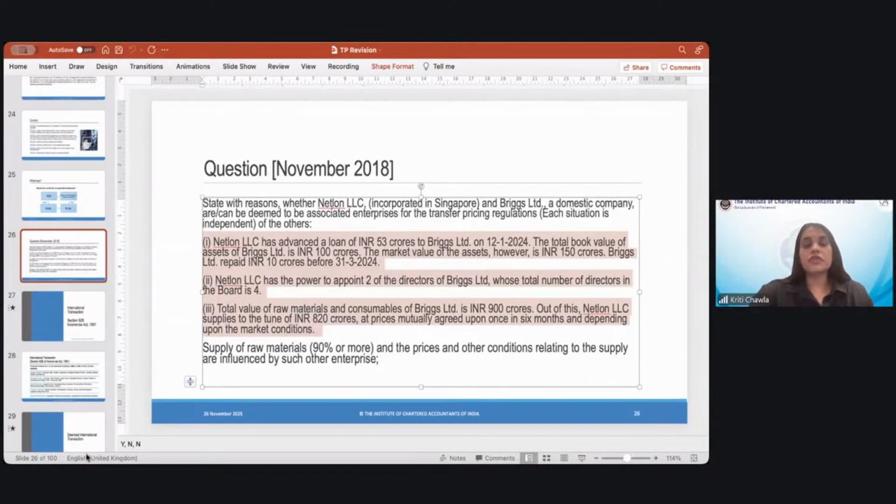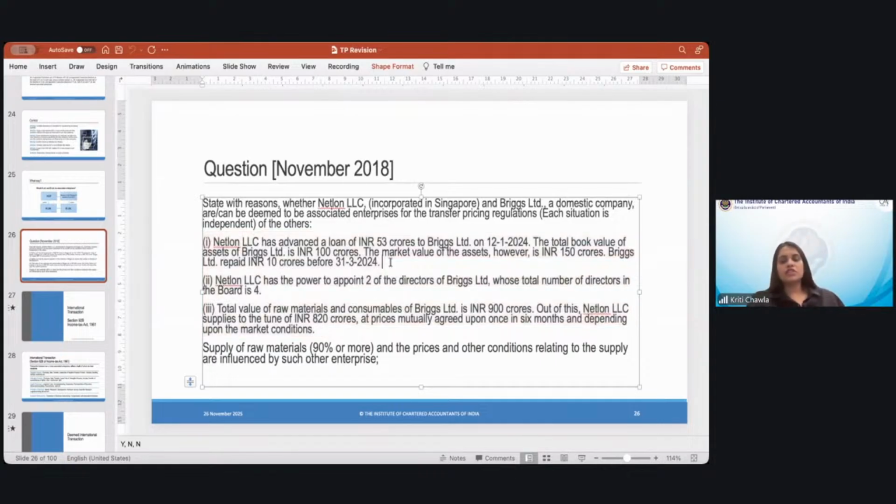Okay. So if you look at these three examples, in the first one there is association, yes, and that is because the company has advanced a loan of 51% or more to the other enterprise. Now, there are a lot of things you have to keep in mind in this situation. The first thing is the market value of assets will not count, because we are only looking at the book value of the assets in this particular situation. So the market value will not count at all.